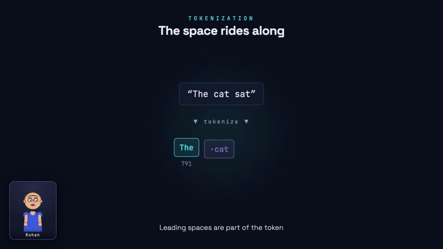Look closer at those tokens. The space before "cat" isn't dropped. It's baked into the token itself, shown here as a dot. To the tokenizer, "cat" with a leading space and "cat" without one are 2 different bricks with different IDs. This matters more than you'd think, and we'll see it bite in a moment.